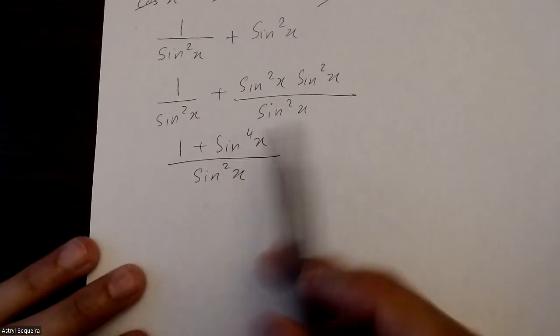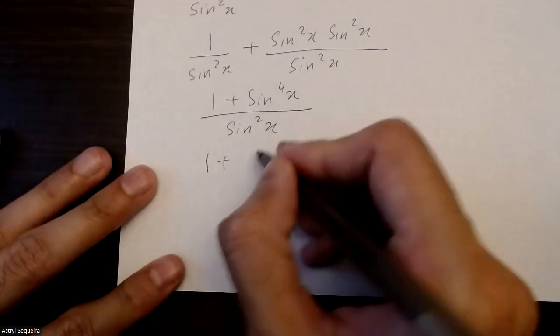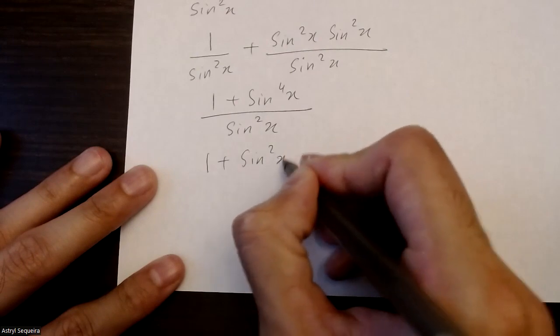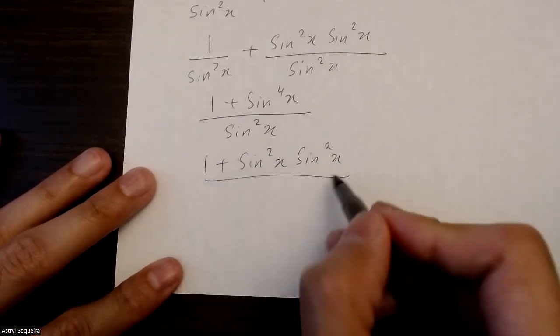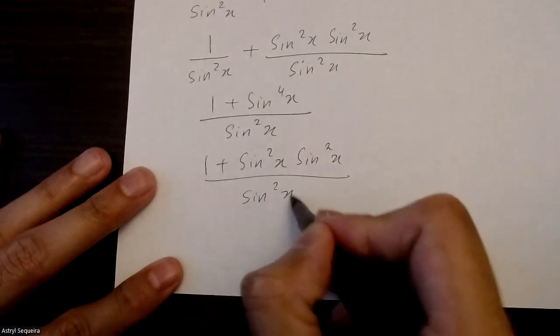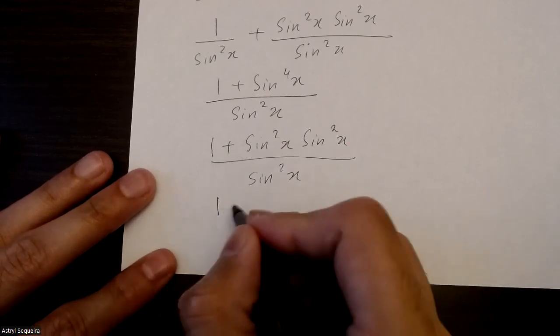Now I want to create a cos 4x from a sine 4x. So in order to do that, you can turn this into 1 plus sine square x times sine square x over sine square x. It's actually going backwards a step. And now I can replace each sine square x with 1 minus cos square x.